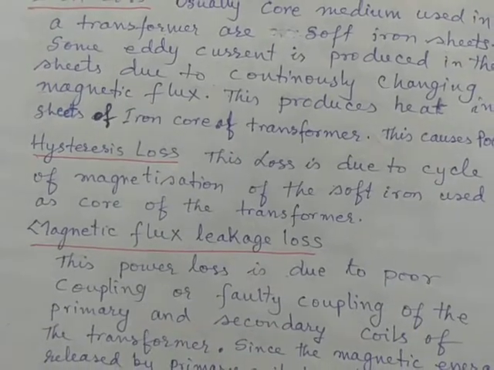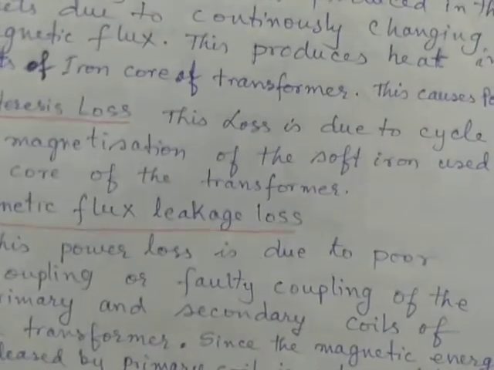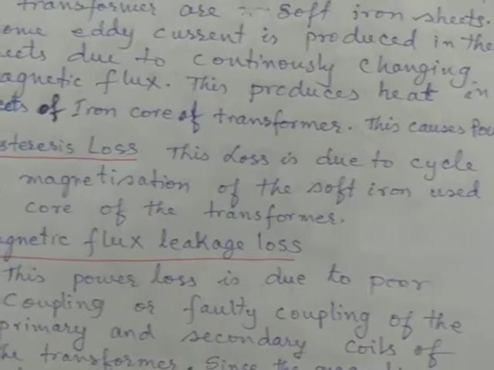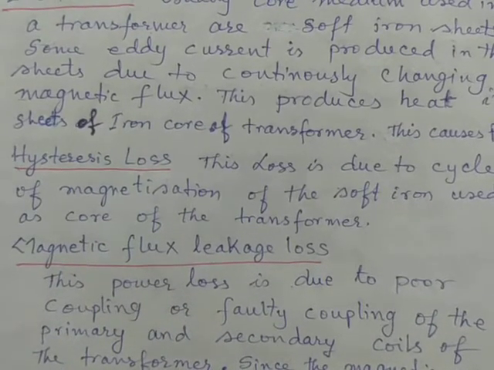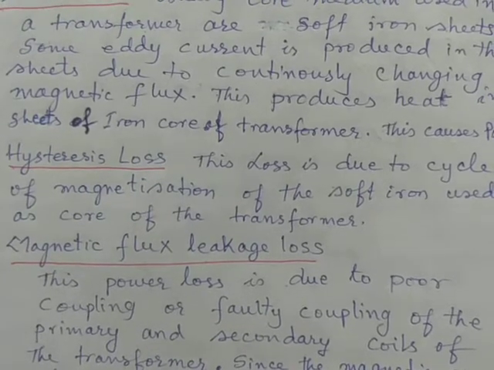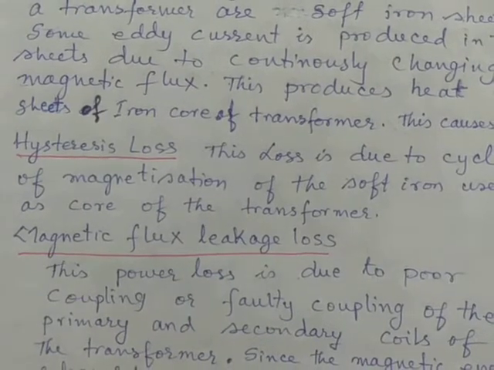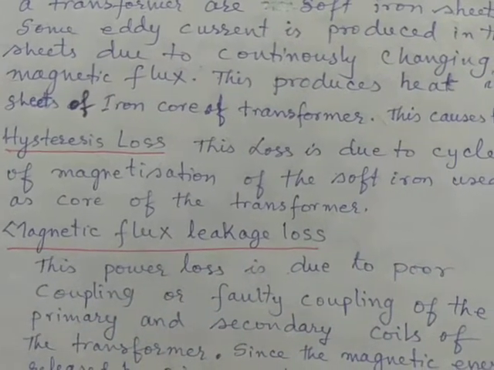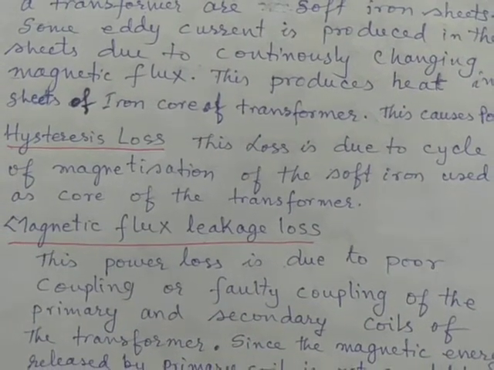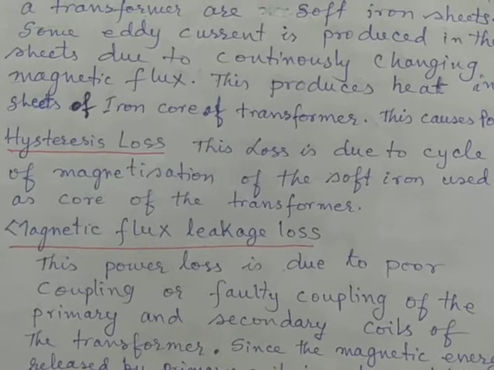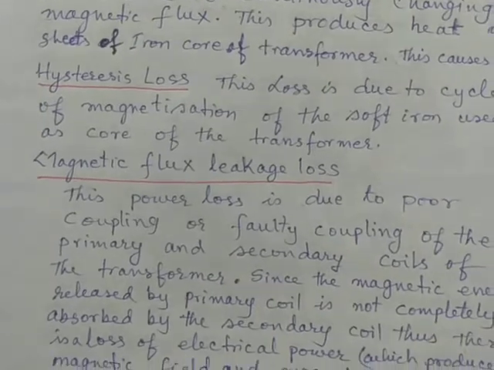Then the third type of loss is hysteresis loss. In this loss what happens? In each cycle of magnetization, the core material produces loss of electricity in the form of heat. Due to each cycle of magnetization, there is some finite area, and that causes the loss of energy. Some work has to be done after completion of each cycle. So that way there is loss of power in the form of heat. This is called hysteresis loss.